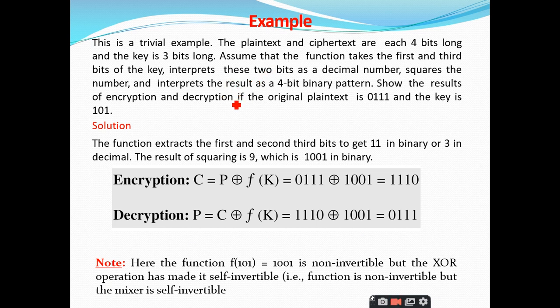Before that, let me take an example of this Feistel cipher. Listen carefully. The plain text and cipher text are each 4 bits long and the key is 3 bits long. What is the length of plain text? Four bits. What is the length of cipher text? Four bits. What is the length of the key? Three bits.